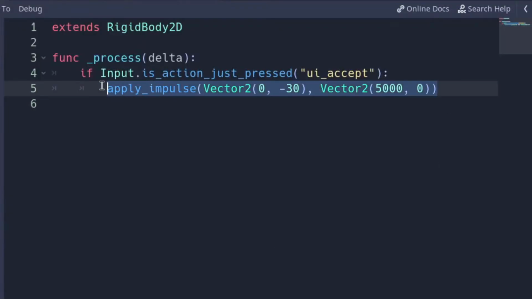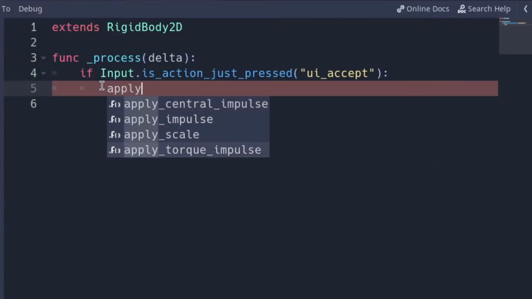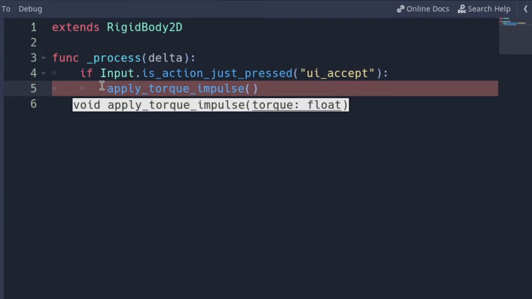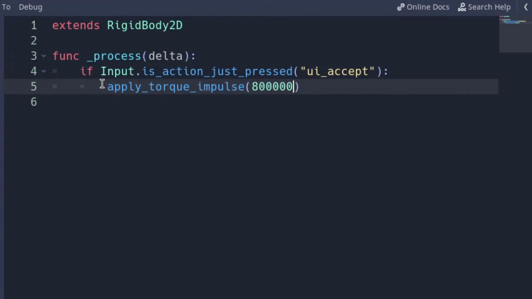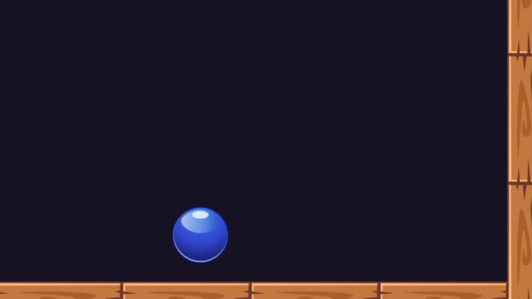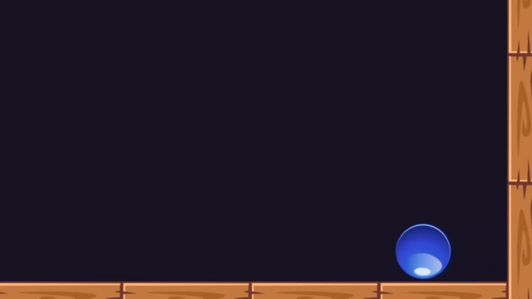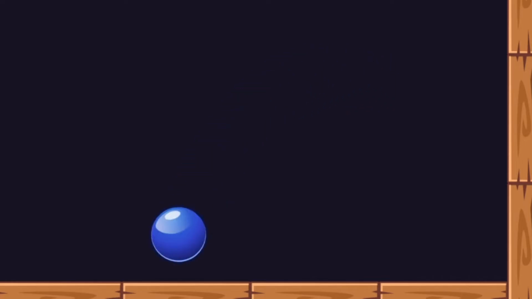So the last impulse function is apply torque impulse. This function takes a float for the torque, and torque needs to be a really high number. So let's set this to 800,000. If we run this, you will see that if you press the spacebar, it starts spinning like crazy. I really like how this looks.